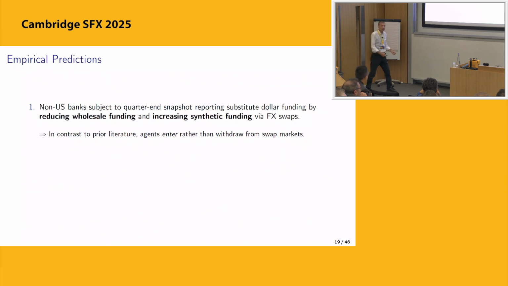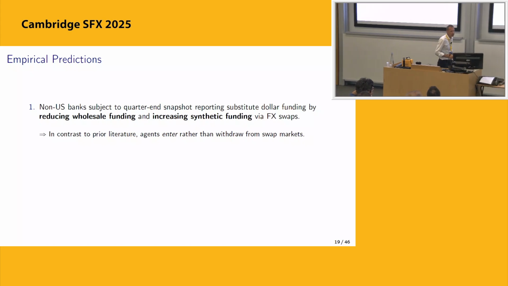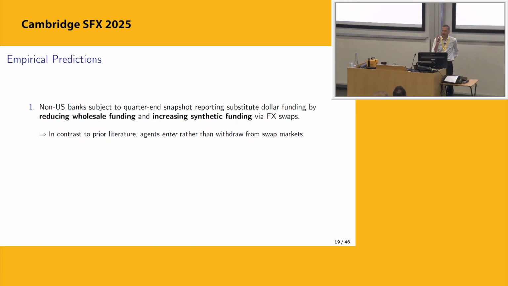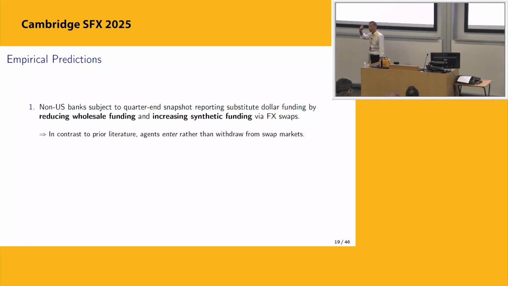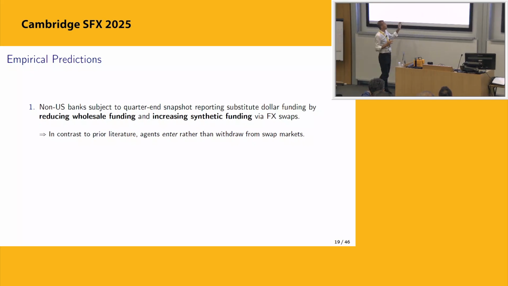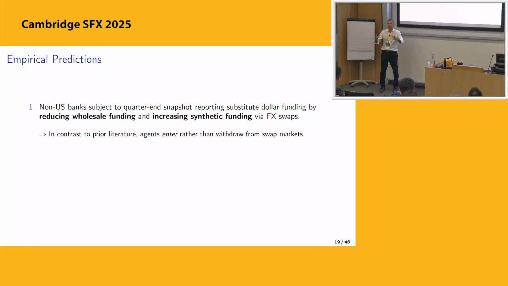Okay, so this brings me to the empirical prediction. You can lay out two main predictions. First, non-U.S. banks, subject to the quarter-end snapshot reporting, want to substitute dollar funding by reducing wholesale funding and increasing the synthetic funding via FX swap. Notice that this is in contrast to what has been argued in the prior literature. In the prior literature, they thought agents would withdraw from the FX market, not enter the FX market.